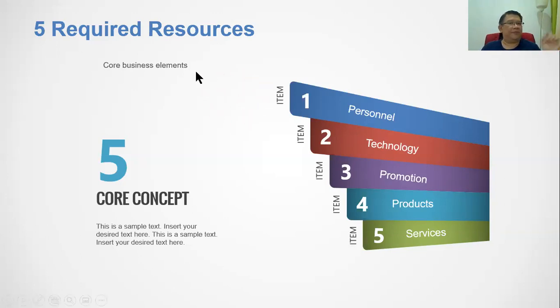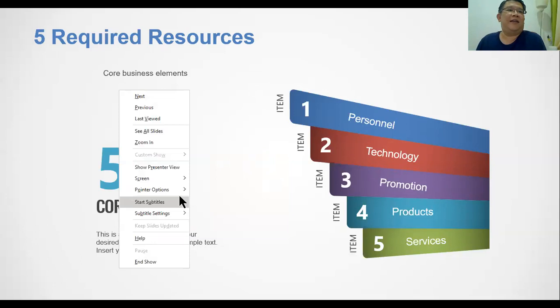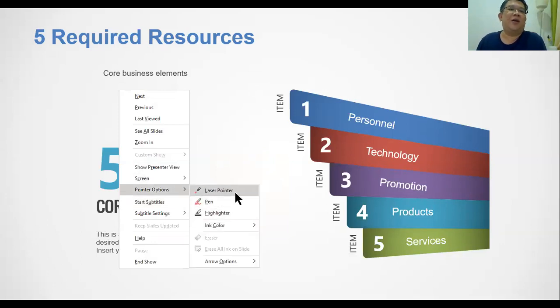Kelvin, if you don't have a mouse but you're using the pad on the laptop, how does that work? You just right click, then you go to your pointer options and turn into a laser pointer, or you can press Control L.